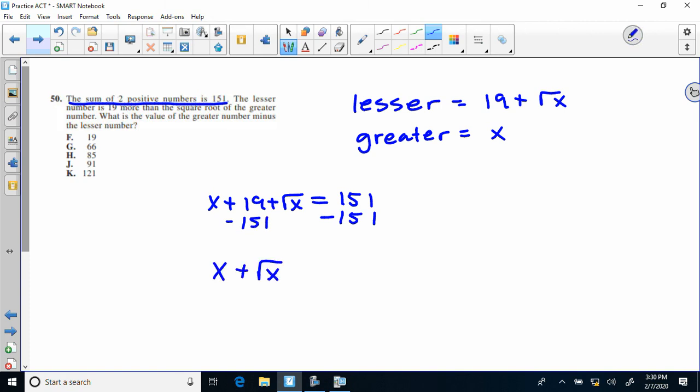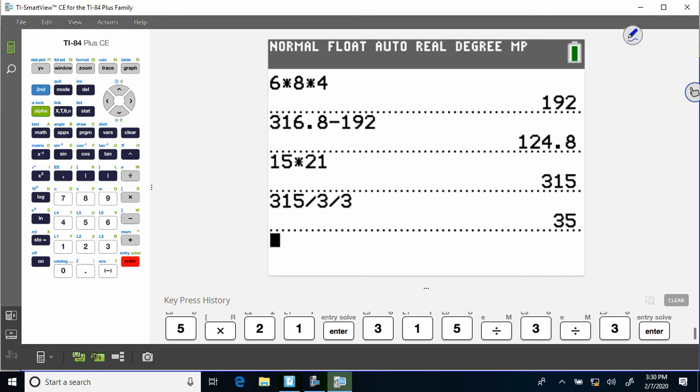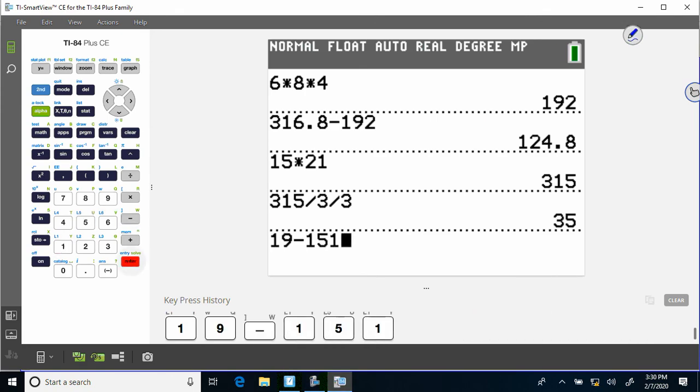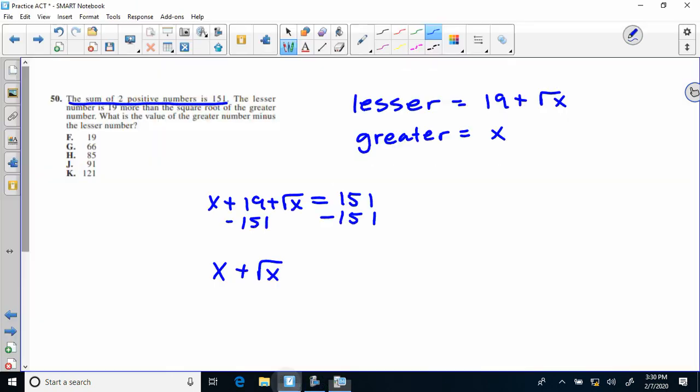So this is x plus root x. And then 19 minus 151. 19 minus 151 is negative 132. So that gives me this. So this is what is called a quadratic equation. And I know a quadratic, we always taught you, was something squared.